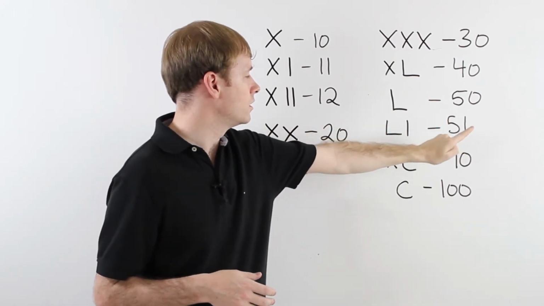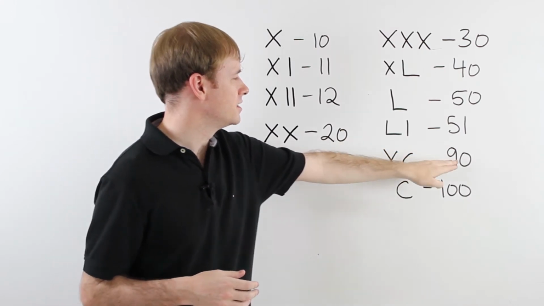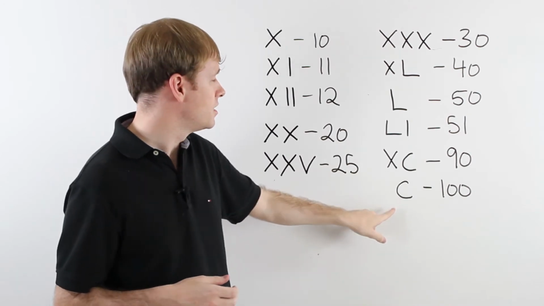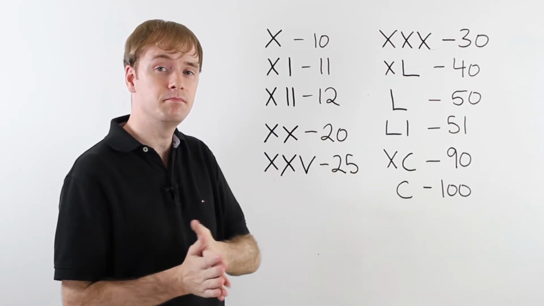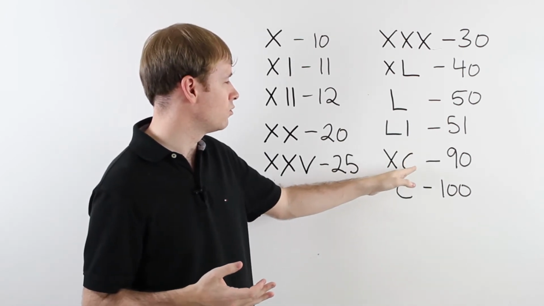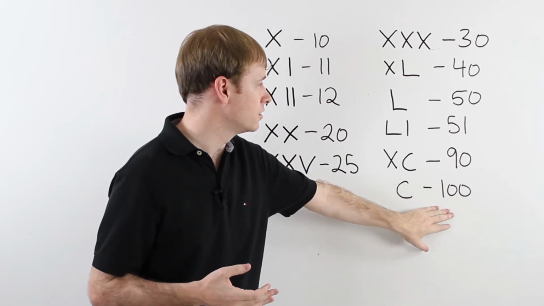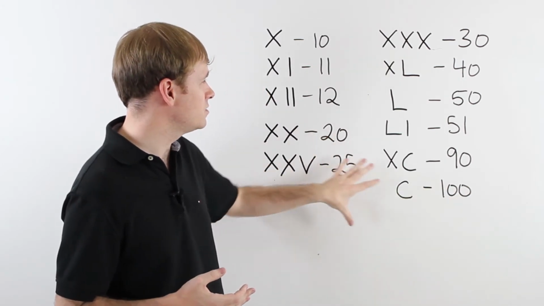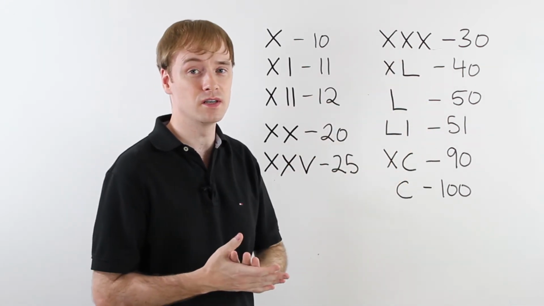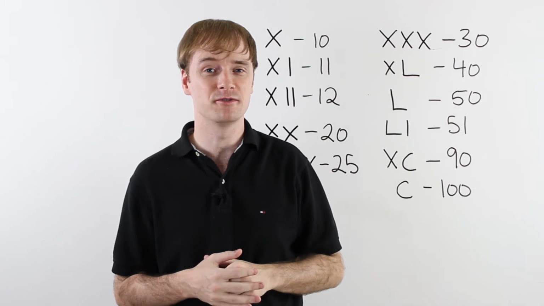XCI. C is 90. Well, what is C? C is 100. So X is 10 before 100. So 10 before 100 is 90. And of course, C, 100. Okay, so again, these ones are not so common, so you don't have to worry about this so much. But anyway, let's continue to some bigger Roman numerals.